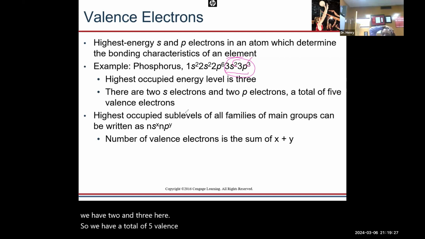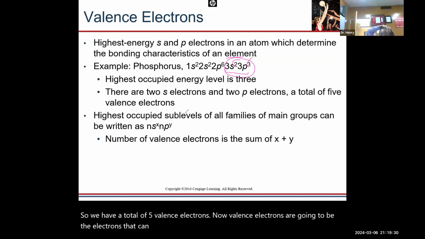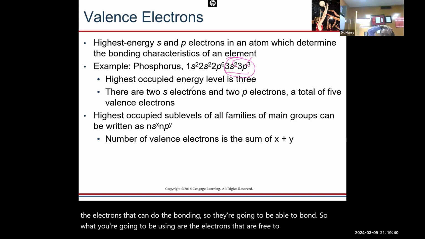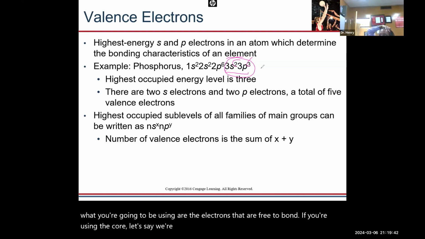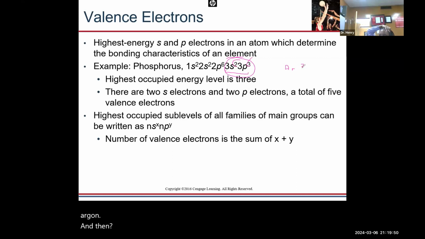Now, valence electrons are the electrons that can do the bonding. So what you're going to be using are the electrons that are free to bond. If you're using a noble gas core, in this case that would be argon, and then 3s2, 3p3, and that'll be in brackets.